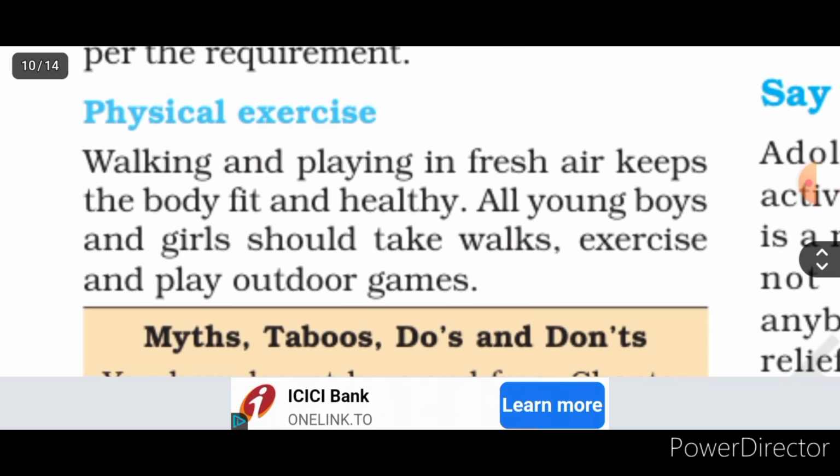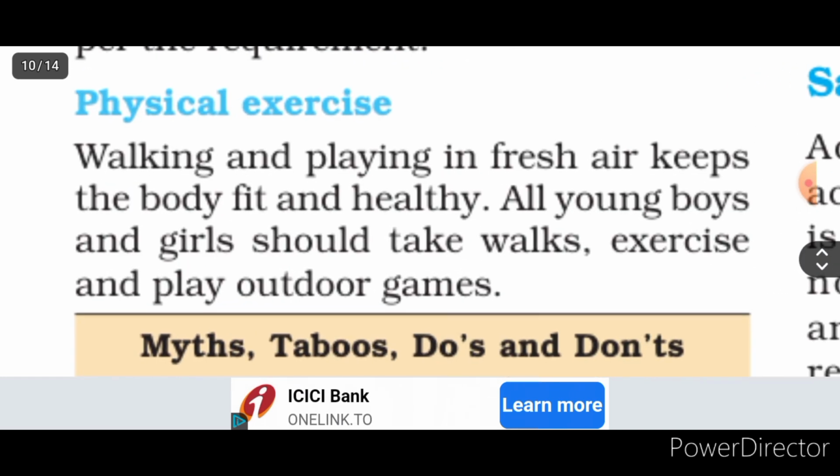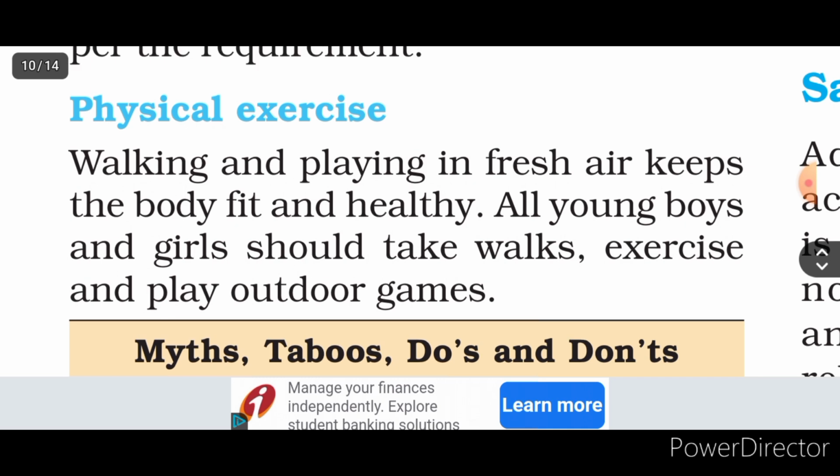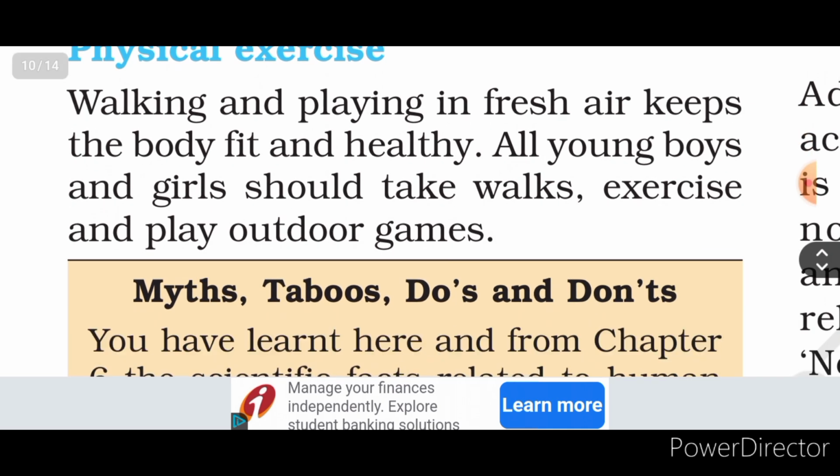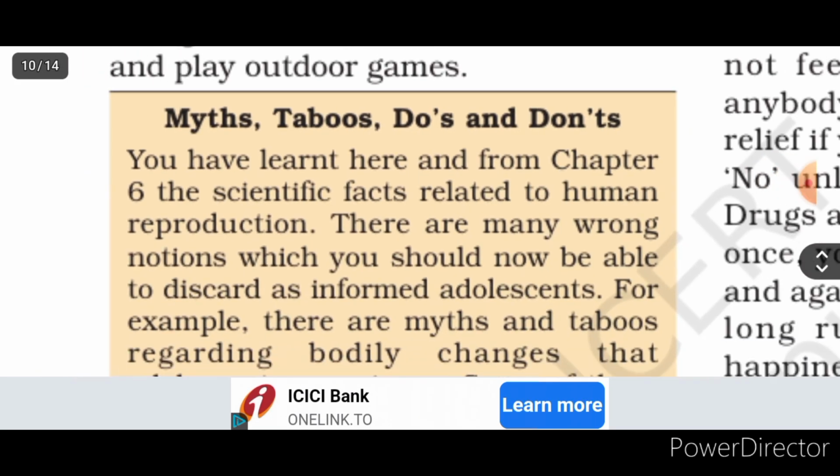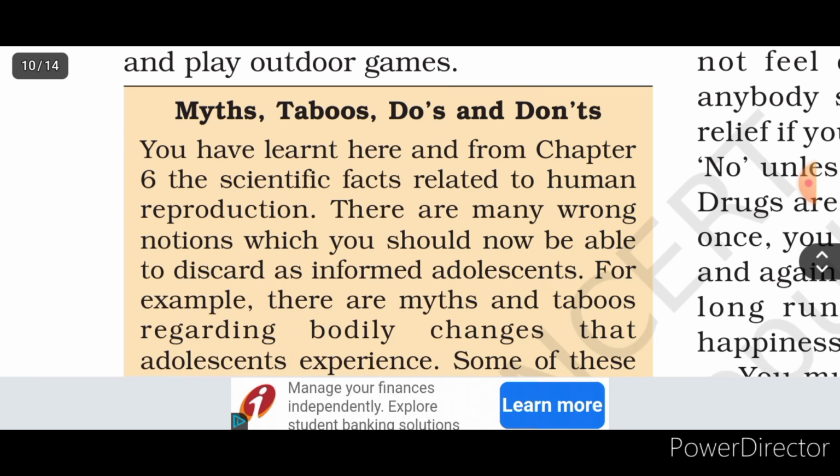Physical exercise, walking and playing in fresh air keeps the body fit and healthy. All young boys and girls should take walks, exercise, and play outdoor games. Myths, taboos, do's and don'ts.